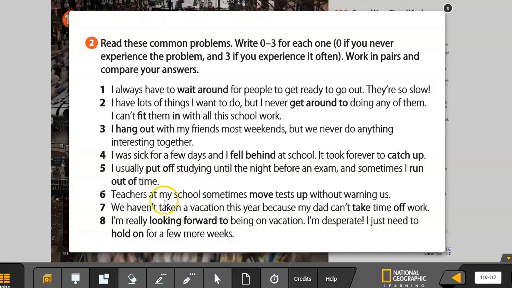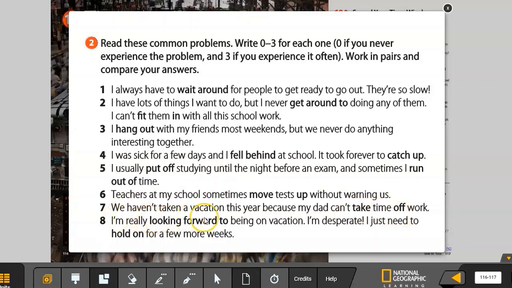Okay, that's a shame. Now number 6: teachers at my school sometimes move tests up without warning us, without telling us anything. Suddenly, teachers at my school sometimes move exams up. You can infer this one as well. Number 7: we haven't taken a vacation this year because my dad can't take time off work. We have take off.